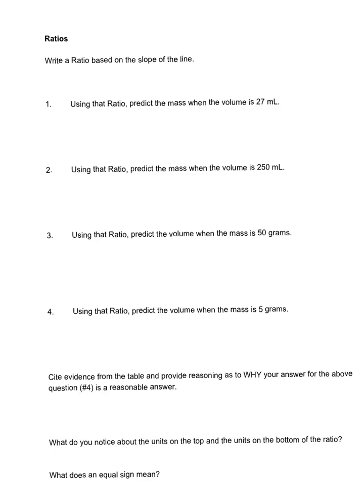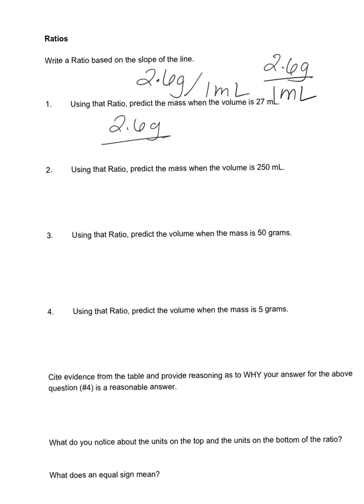So this video is going to talk about how to use ratios to solve these problems. For a ratio, I'm going to say from the slope of the line, 2.6 grams is 1 milliliter. Or again, I'm going to write it 2.6 grams over 1 milliliter. So using that ratio, I'm going to predict the mass when the volume is 27 milliliters. So I'm going to do 2.6 grams is 1 milliliter equals.